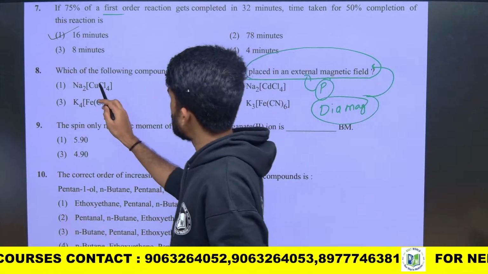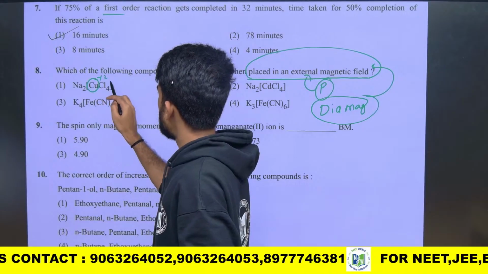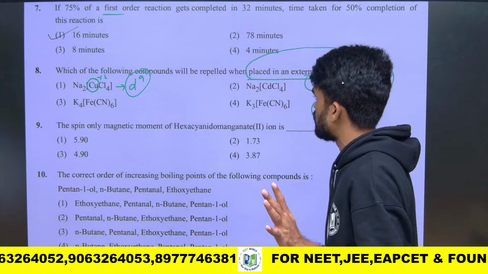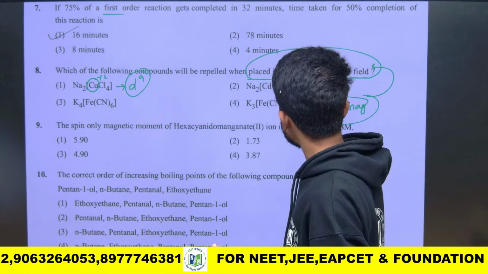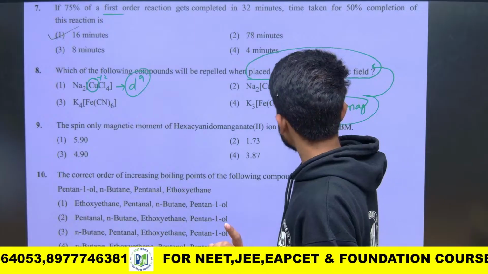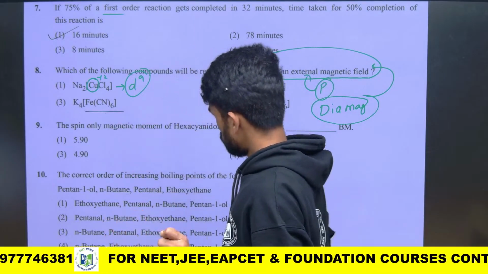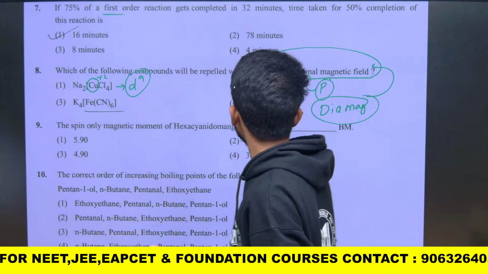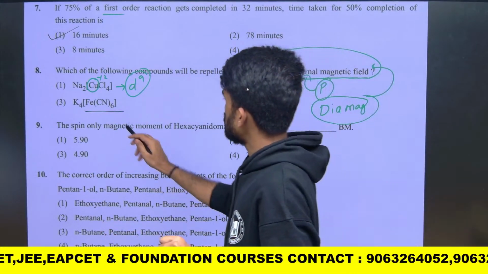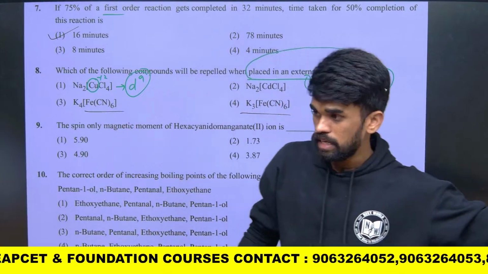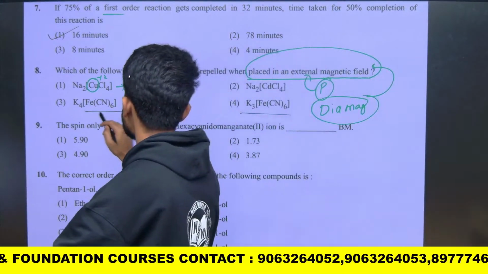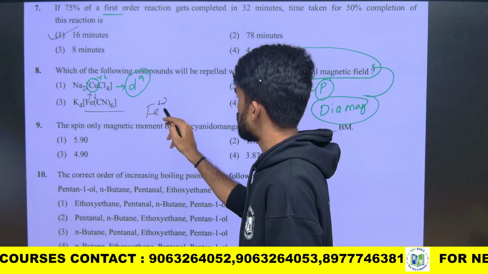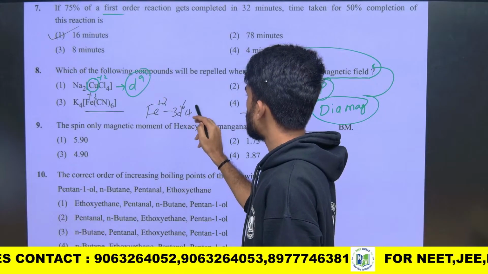Now here copper with +2 has a d9 configuration. So one odd electron will be there, so it is paramagnetic. Now let us look at this one and this one. Here we have K4[Fe(CN)6]. In this, iron is in the +2 oxidation state. So Fe2+ is 3d6 4s0.